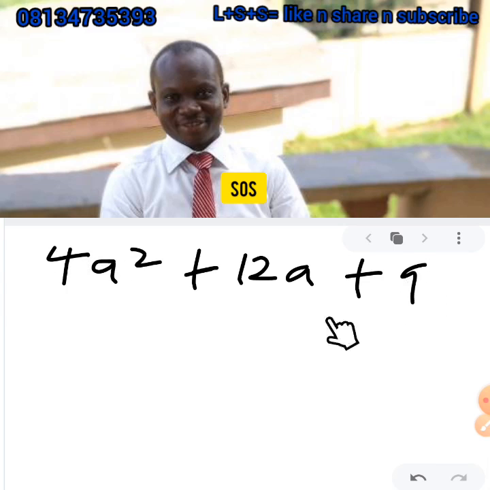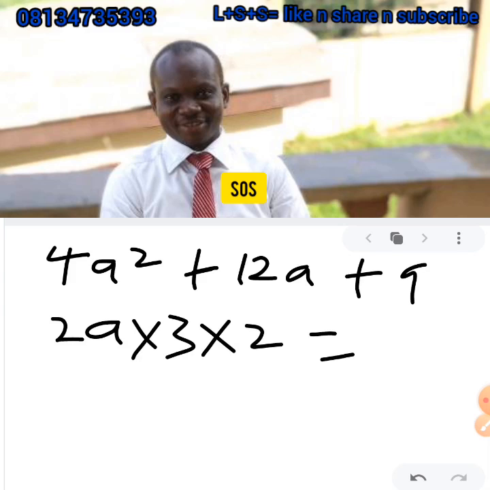Then the middle term, let me try and help you with this. What is it when we factorize 4a squared? That means we find the square root of 4a squared. 4 will give us 2, and then a squared will give us a. We have 2a. Then when you find the square root of 9, you have what? You have 3. So that means if you now multiply everything by 2, everything will give you 12a. So that is what we have as our middle term.